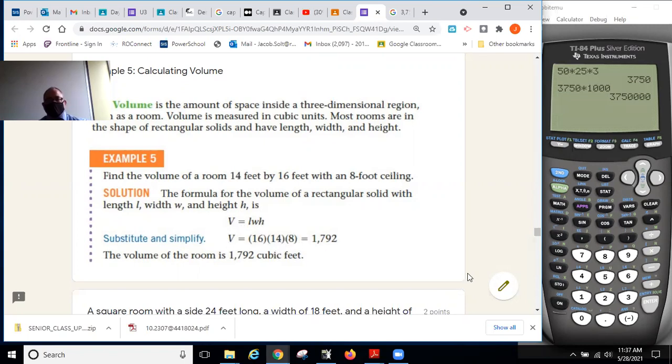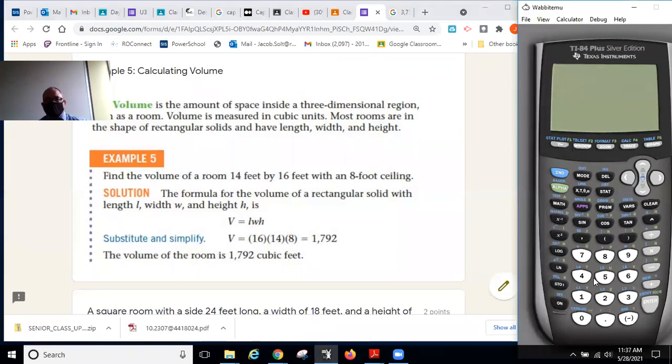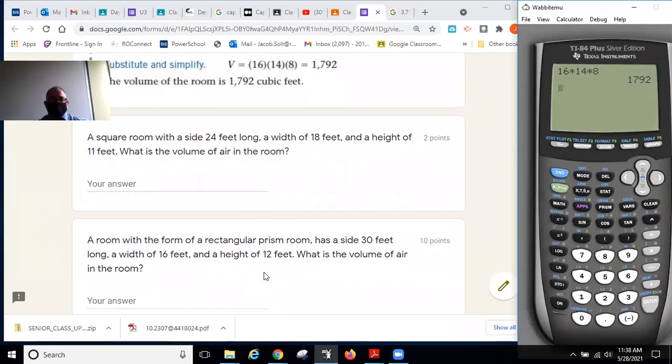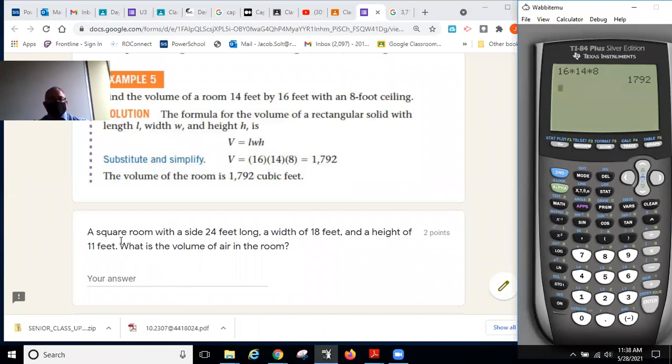When we do 16 times 14 times 8, we get 1,792. All right, maybe seeing is believing sometimes. 16 times 14 times 8. What do we got? 1,792. The volume of this room is 1,792 cubic feet. All right, pretty simple. So it's your turn. A square room has a side of 24 feet, a width of 18 feet, and a height of 11 feet. What is the volume of air in the room?